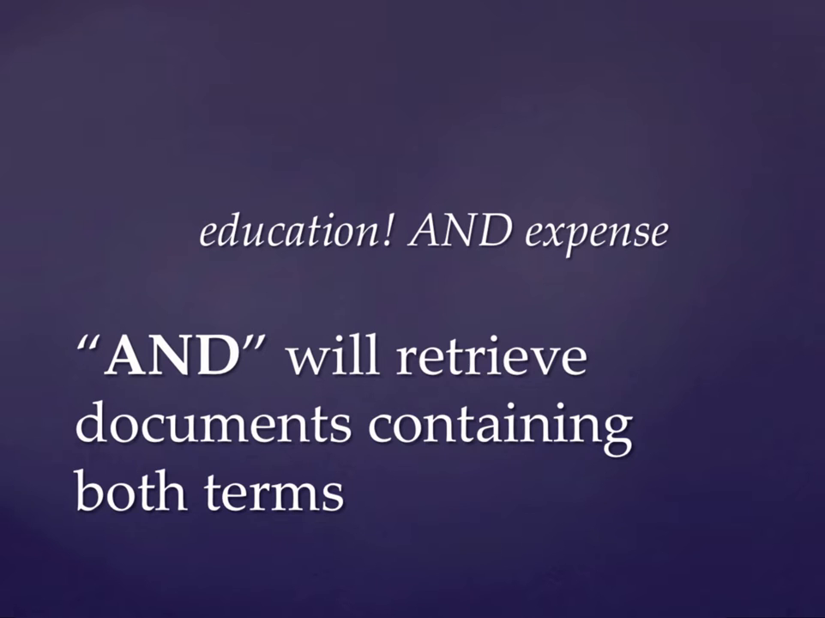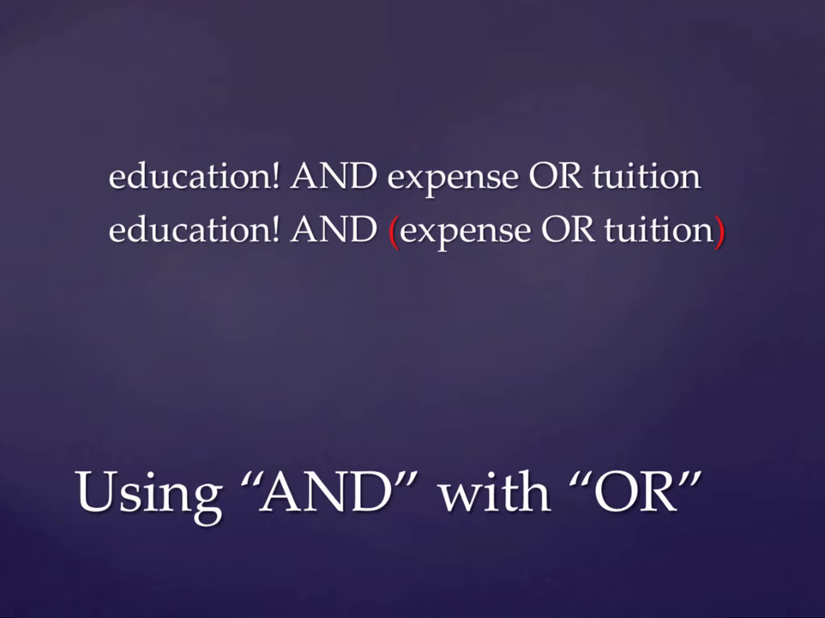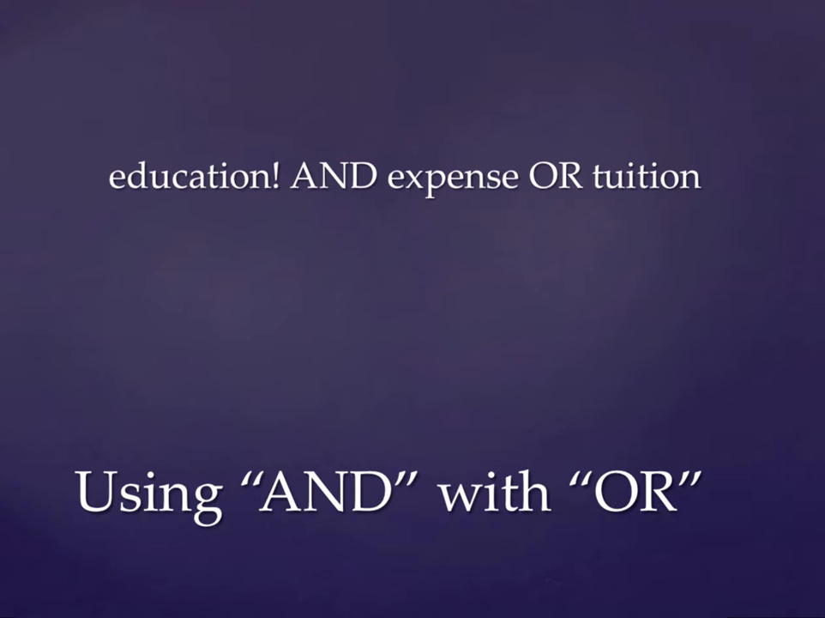Now, let's talk about combining the connectors AND with OR, such as education AND expense OR tuition. The search engine will automatically add parentheses to your search around the OR terms. So the search engine will retrieve documents that have education with the term expense or documents that contain education with the term tuition. In other words, education must appear in the document, but it can contain either expense or tuition.